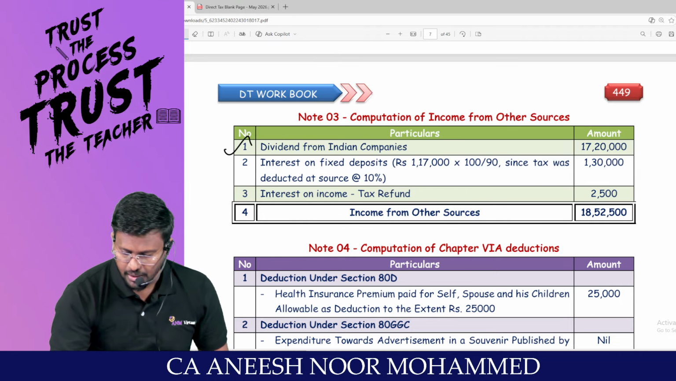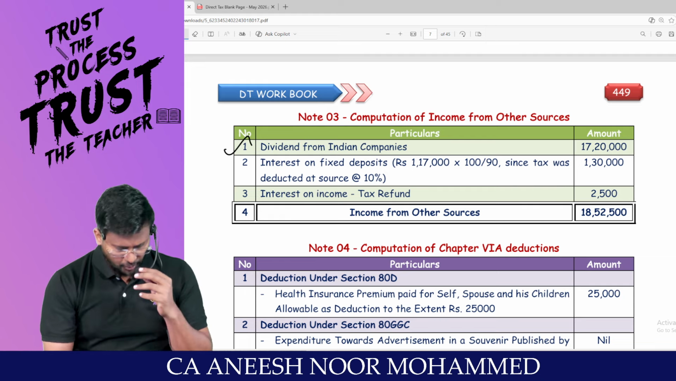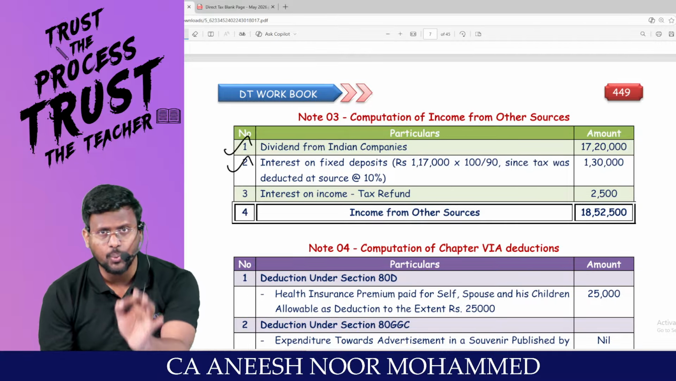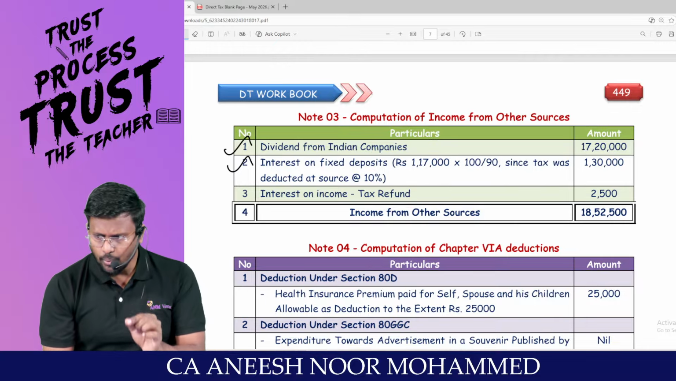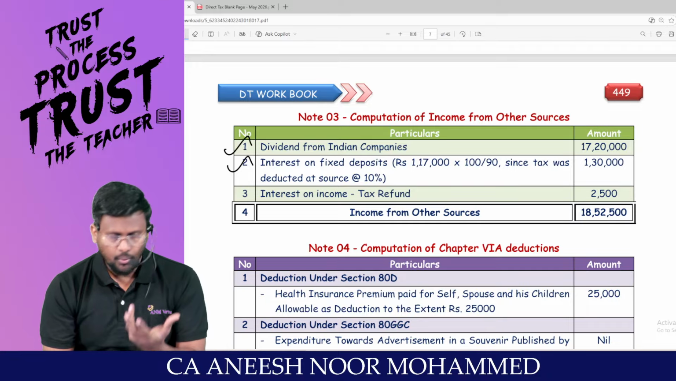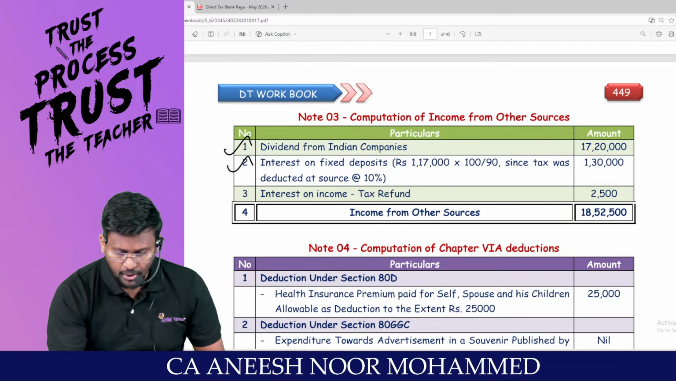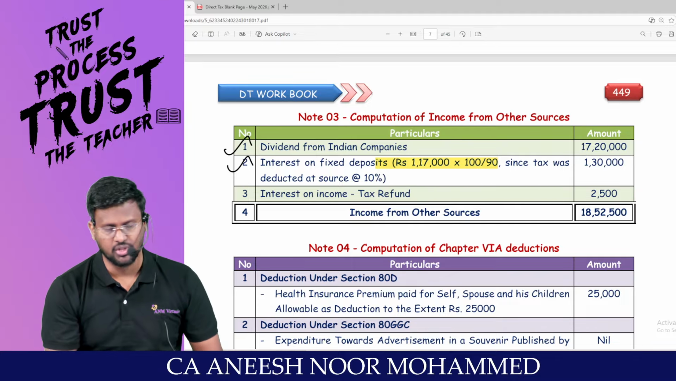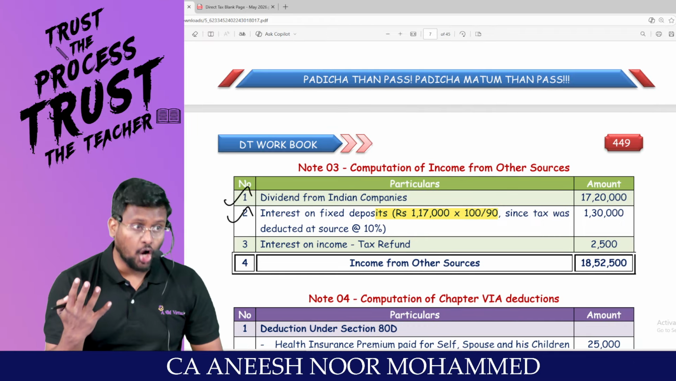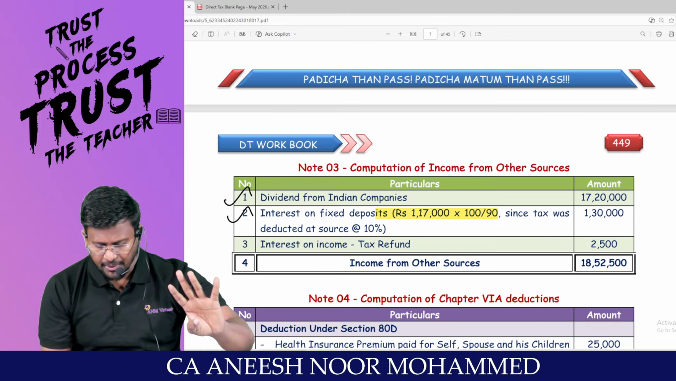Dividend from Indian company, 17,20,000. Always the dividend will be taxable under the head IFOS. Interest on FD, my dear lovable students, only 90 rupees we would have received. That 90 only would have been credited to the P&L account. Balance, sir, 10 would have been deducted as TDS. But when you are including the income, you have to do the grossing up procedure. What? Grossing up. Gross income, that's what gross total income: salary, house property, PGBP, capital gain, and IFOS.